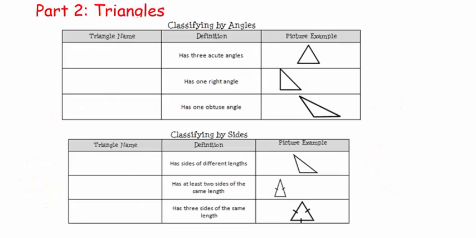All right, so let's move on to triangles. Remember, a triangle is a three-sided shape. So I want you to pause and see if you can identify them by their angles and then identify them by their sides. I've given you the definition. See if you know the name of it. Pause the video and come back.